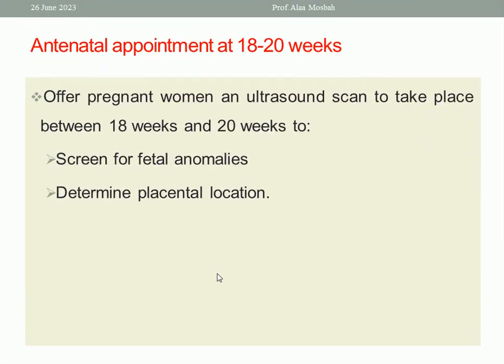Antenatal appointment at 18 up to 20 weeks: offer pregnant women an ultrasound scan to take place between 18 and 20 weeks. Why? To screen for fetal anomaly, you can detect any organs anomaly or limb anomaly or skeletal anomaly. Okay? So, the best time is between 18 to 20 weeks gestational age. Also, determine placental location. Okay?